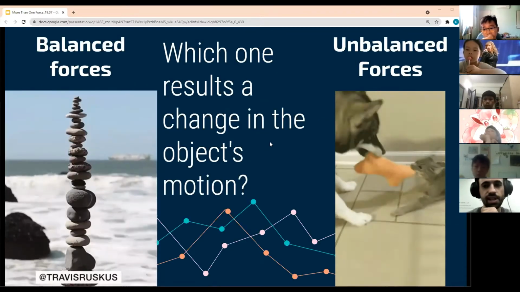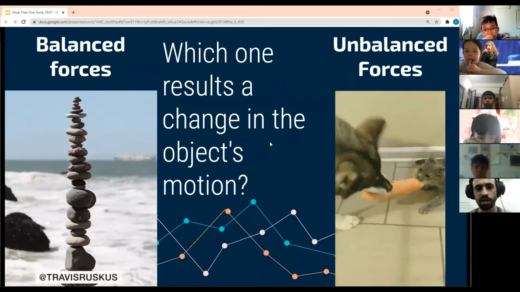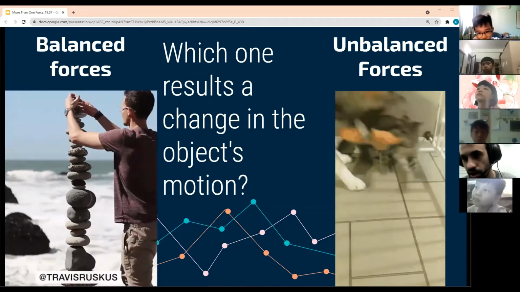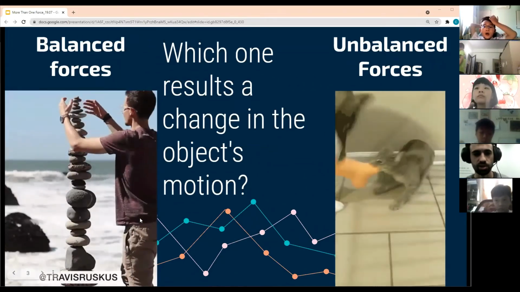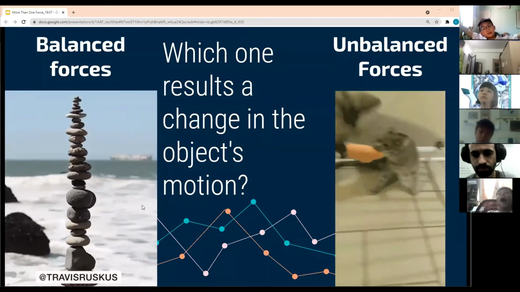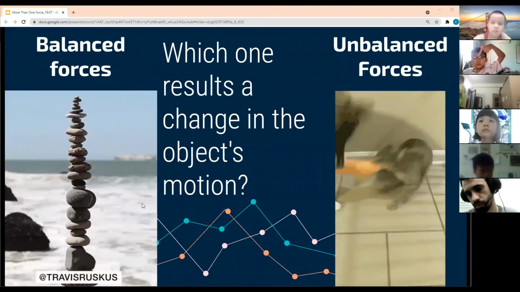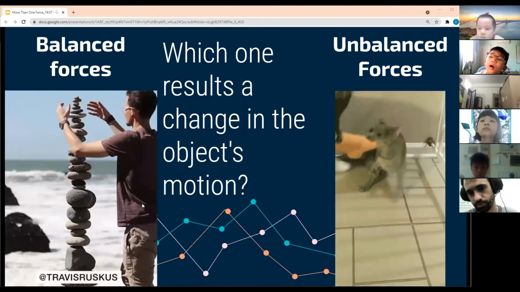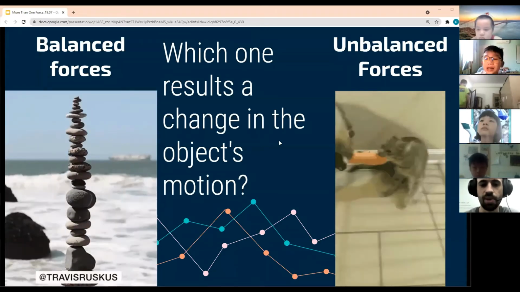So we have balanced forces and unbalanced forces. Can someone remind me which one results in a change in the object's motion? Let's have Taylor. Which one of these would result in a change in the object's motion? This is an unbalanced force because if it's an unbalanced force, the forces will not be equal. One is big, one is small, and it can move from this way to this way. It doesn't stay in one place. Very good. You're correct. Unbalanced forces.